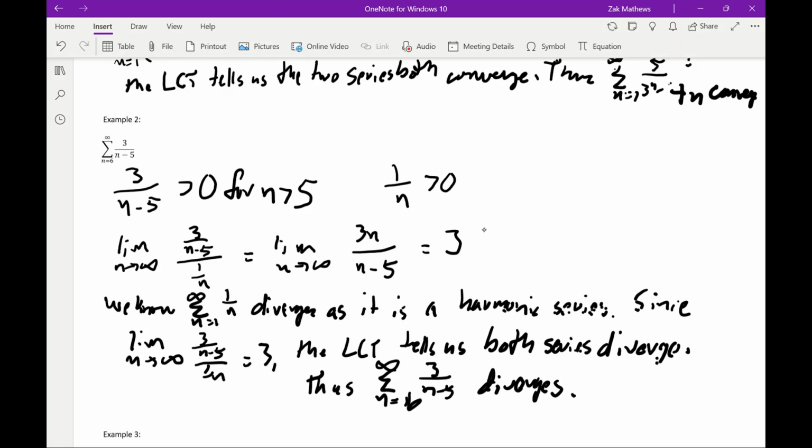And just like in the previous video, the reason I started with n equals 6 is so we avoid that discontinuity at 5. So we have a divergent series here.